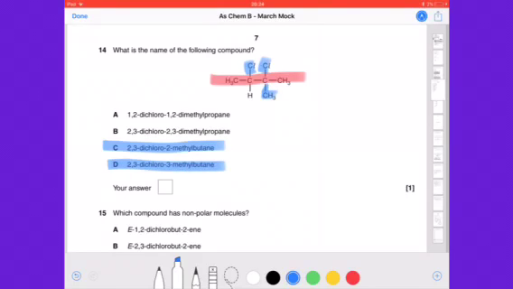The next thing is that we have to make sure that the molecule has the lowest numbers possible within the name. So if you have a look at C and D, C has a combination of 2, 3, 2, and D has a combination of 2, 3, 3. The lowest total number is the correct answer, and therefore C would be the right answer.